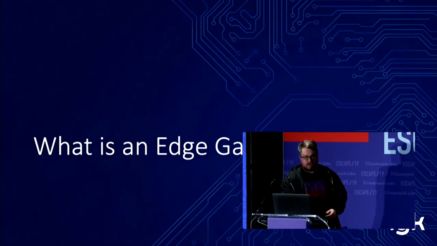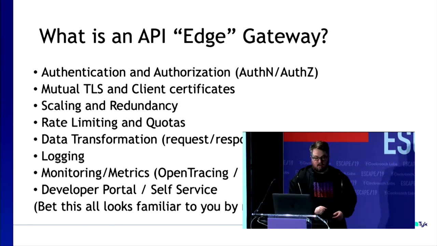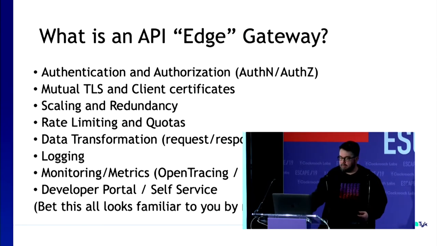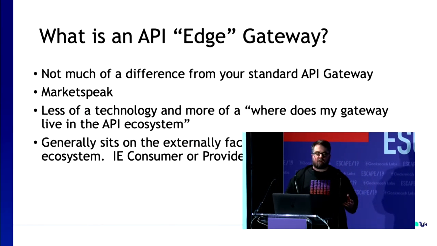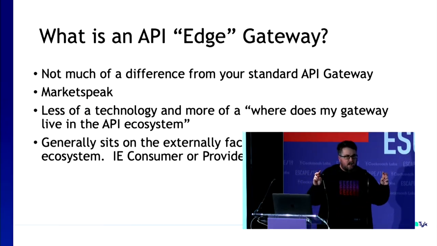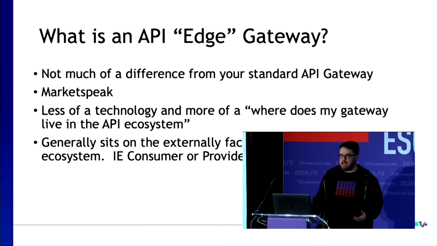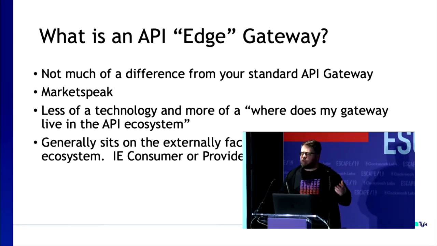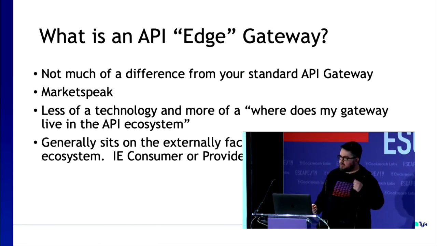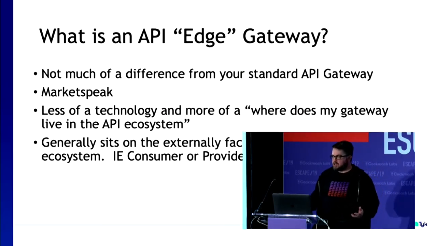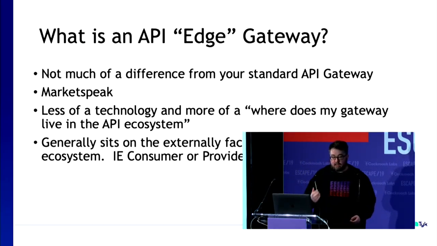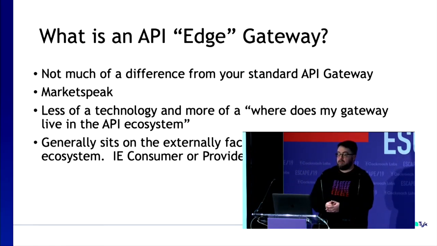So let's talk about what an edge gateway is. And as you can see here, it's the same list again. The reason why, when you hear API vendors out there talk about an edge gateway, they're really not talking about a technology. It's market speak. They're just trying to say, well, we have micro gateways, and we have edge gateways, and we have your standard gateway. Well, your edge gateway is just a standard gateway. It's really just, where is it located in your ecosystem? Again, as I said, less of a technology and more, where does it live?